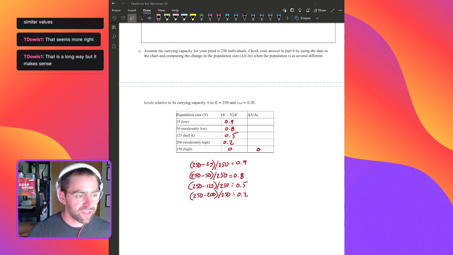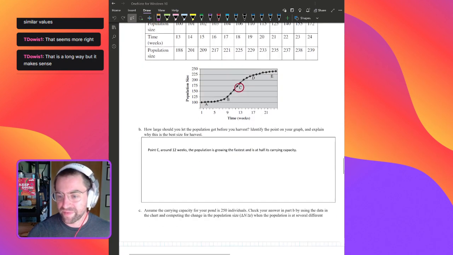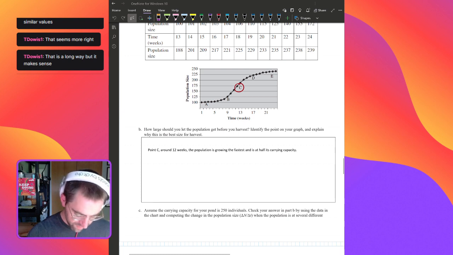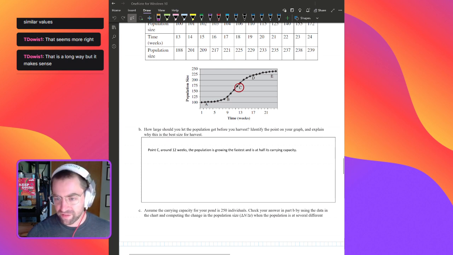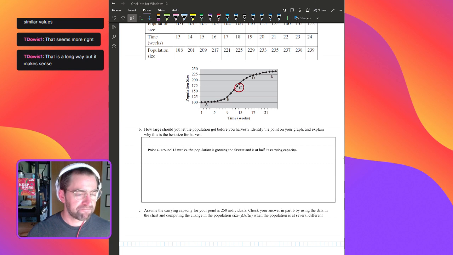Check your answer in part B by using the data in the chart and computing the change of the population size. Okay. Let's go back here. So we had a population of, let's take 125. And we had a rate of 0.5. So that, yeah, so 1 over 2. That appears to be a slope of 1 over 2 to me. We'll see. Okay. R max of 0.2.